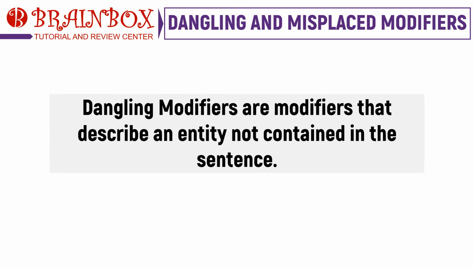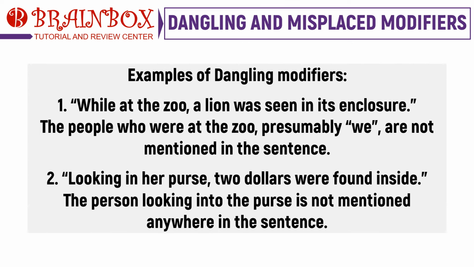Now, let's move on to dangling modifiers. While these are similar to misplaced modifiers in that they cause confusion or ambiguity, dangling modifiers describe something that is not even mentioned in the sentence. Here are some examples that demonstrate dangling modifiers.